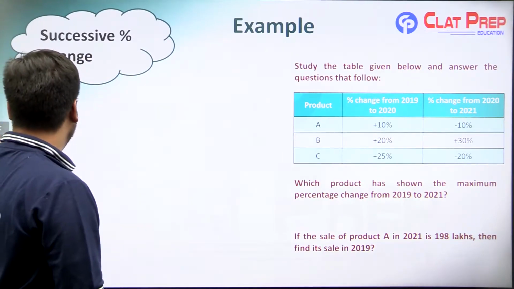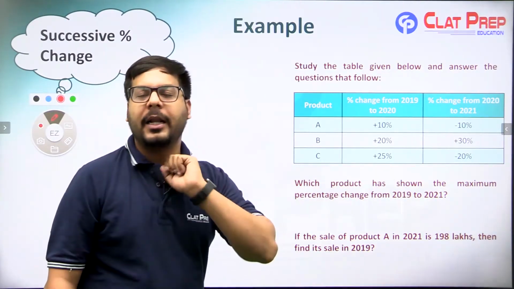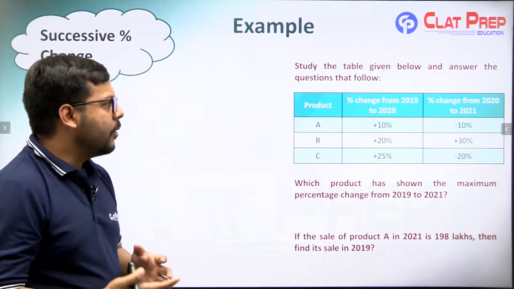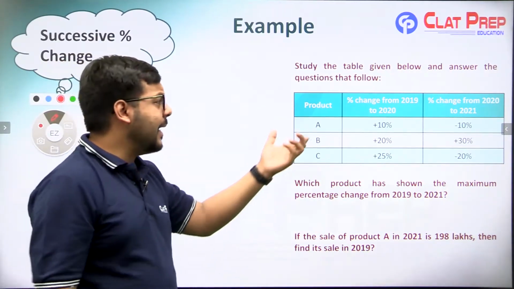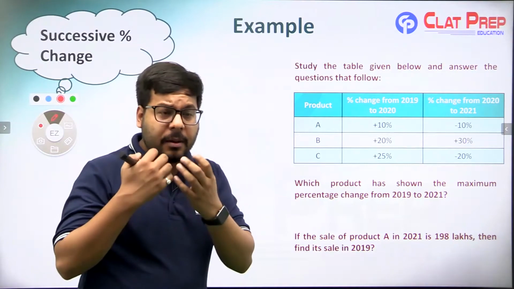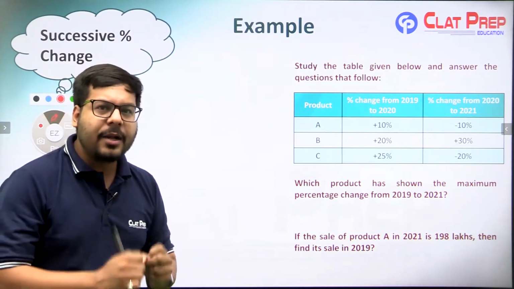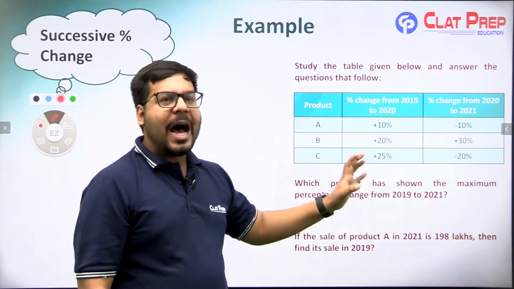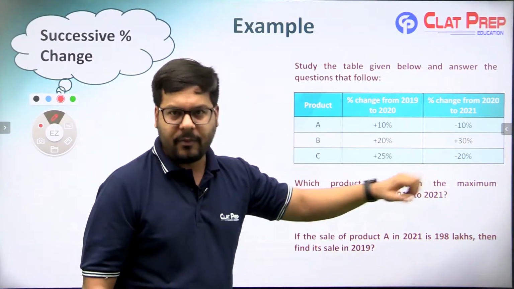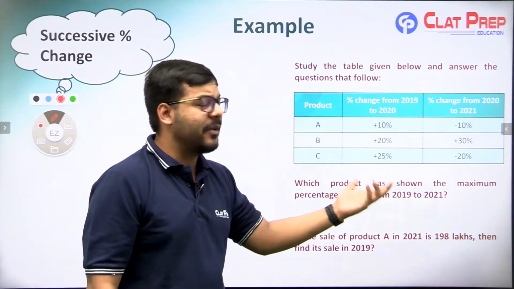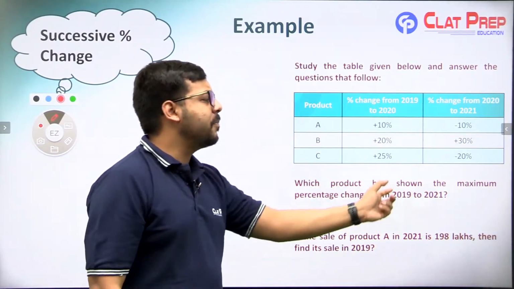Now let's look at the first question which is being asked from us. The first question is which product has shown the maximum percentage change from 19 to 21. Now what generally people do here is they assume the values, and as soon as they assume, they realize that the initial values are not given. So the most common answer is we cannot determine the change. But please try to realize that the question is not asking which product will have the maximum value in 2021, whether it is sale or production or whatever is given. The question is not about the value, the question is simply about the percentage change.